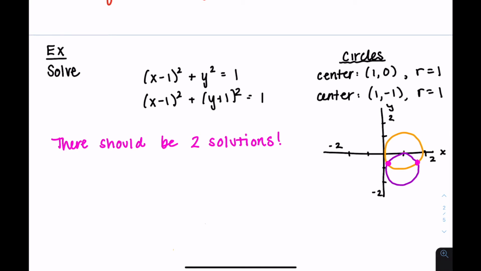So now I've got to figure out, how can I eliminate one of these variables? If I expand this stuff out, I'm going to have x squareds, I'm going to have x's. I've got y squareds and I've got y's.